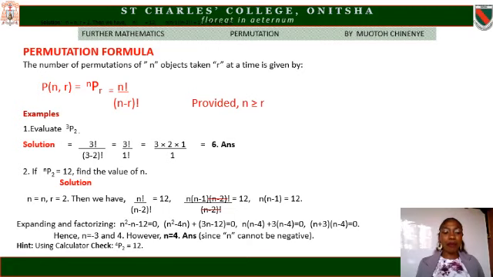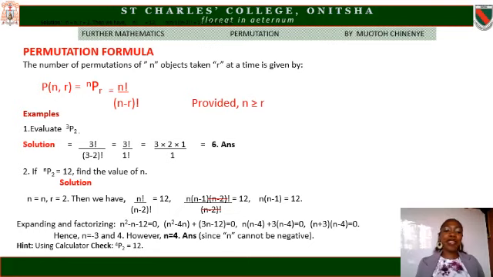Evaluate 3 permutation 2. Using the formula, our n is 3 and our r is 2. And that will give us 3 factorial over 3 minus 2, all in bracket factorial. And when you simplify that, it gives us 6 as an answer.